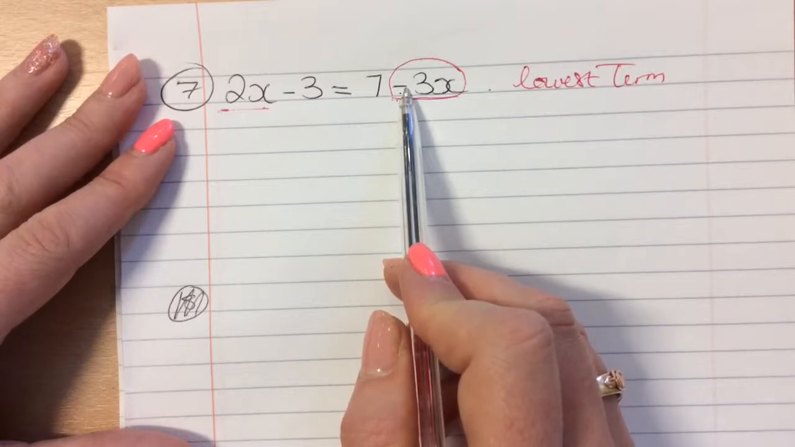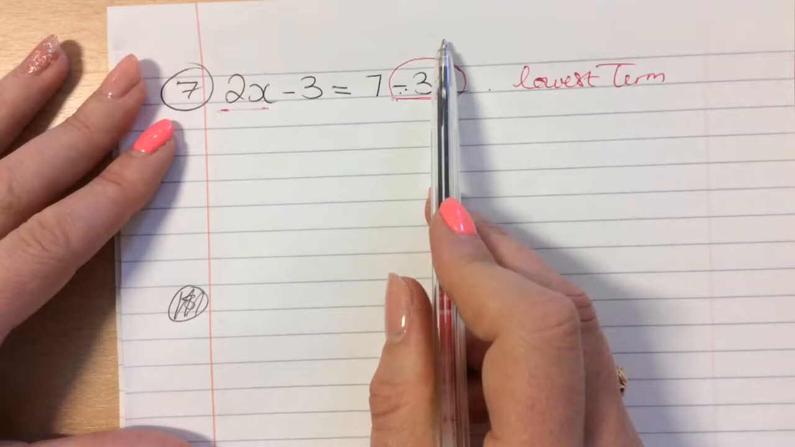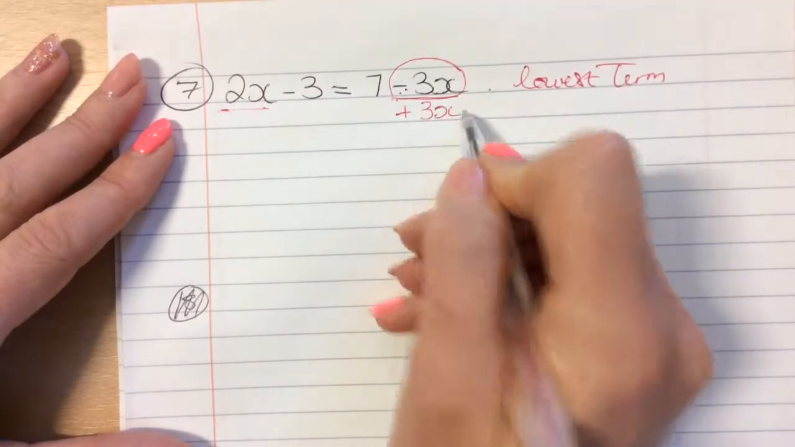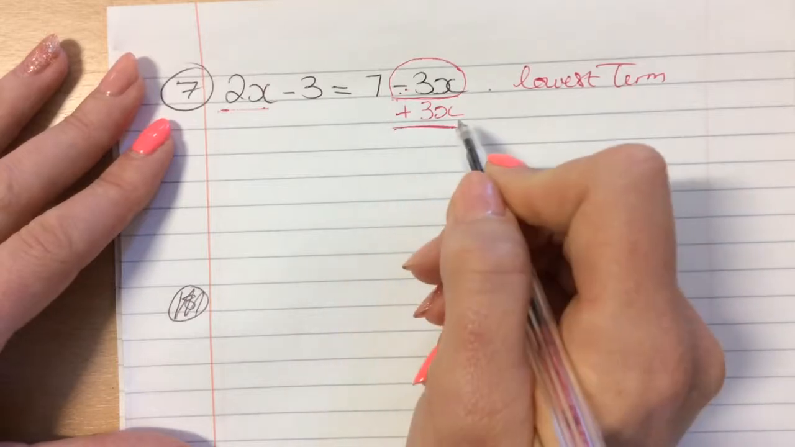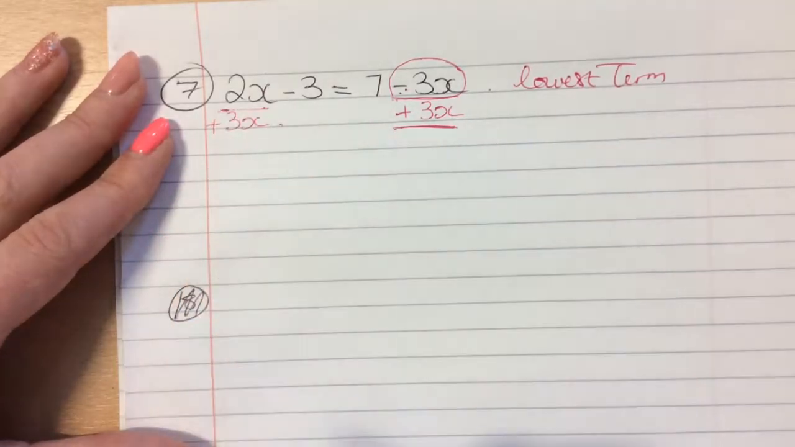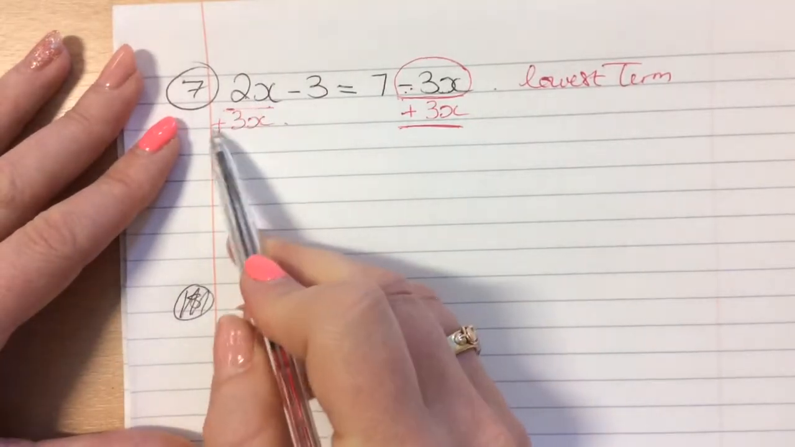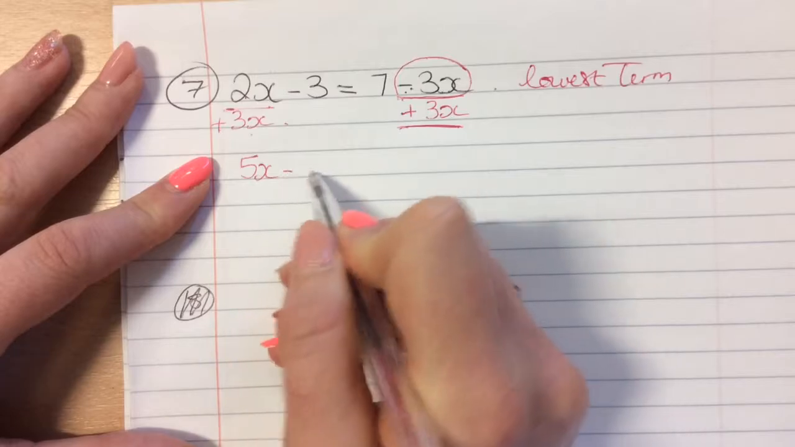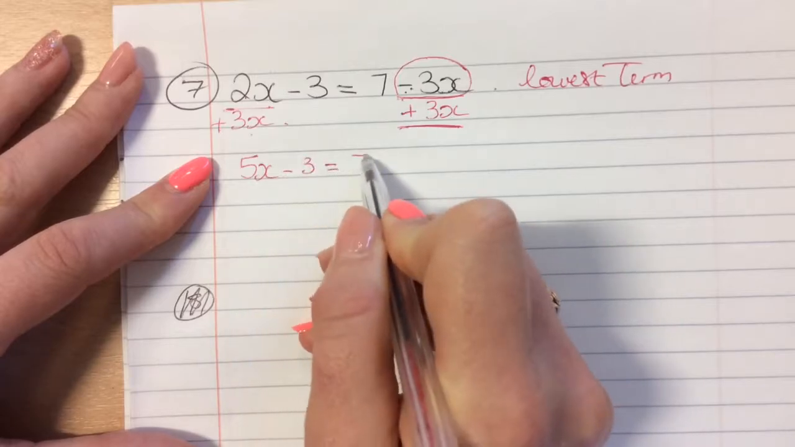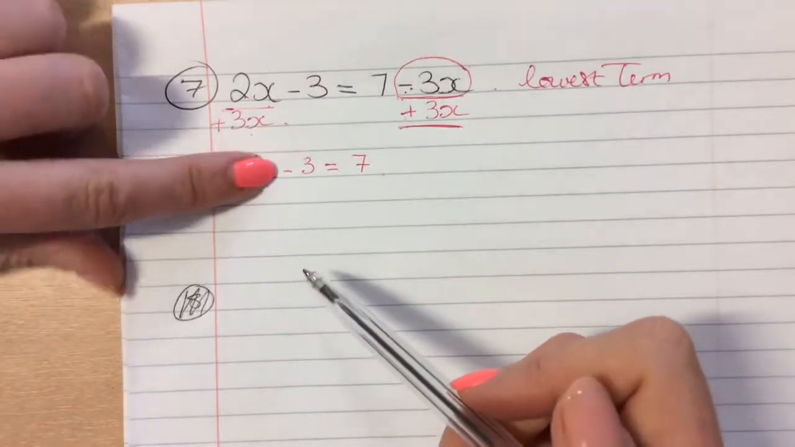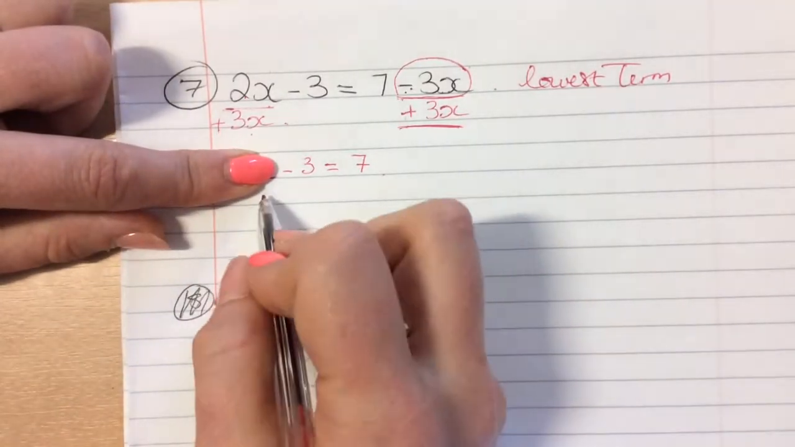Now, I need to get this minus 3x to go to 0. So what am I going to do to get from minus 3 up to 0? Well, obviously, I have to add 3x. And whatever I do to the right-hand side, I have to do to the left-hand side. 2x plus 3x gives me 5x. Take away 3 equals 7. Because that's gone, remember.